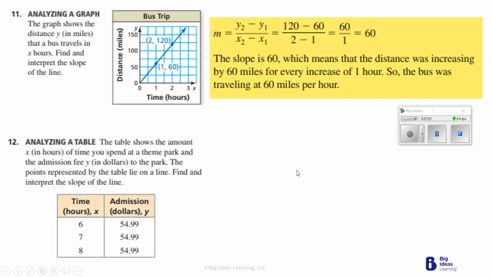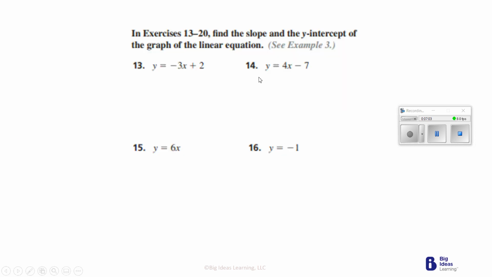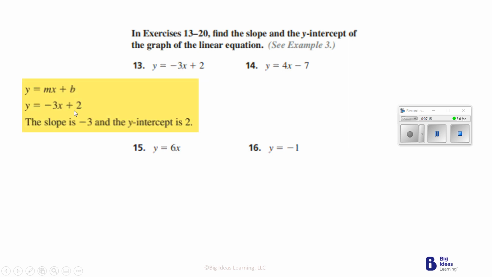All right, number 12 is yours to do. Number 13 is mine. Find the slope and y-intercept of the graph of the linear equation. Well, I know the y-intercept is 2. The slope is negative 3 over 1. So we see the slope is negative 3, right? And the y-intercept is 2.